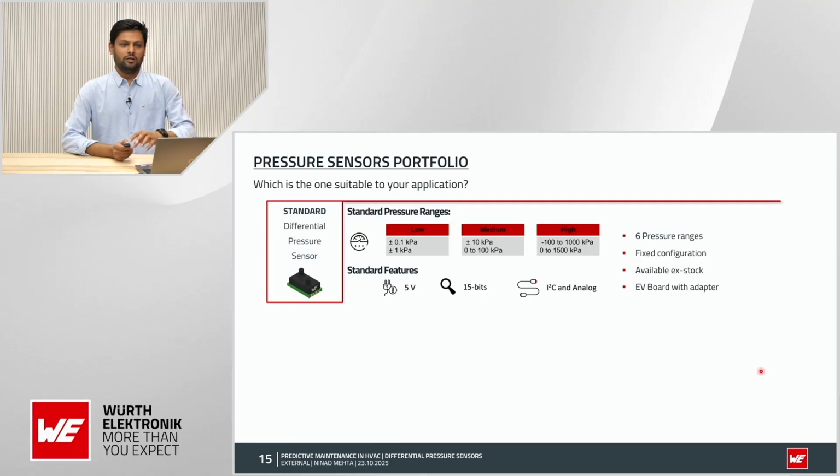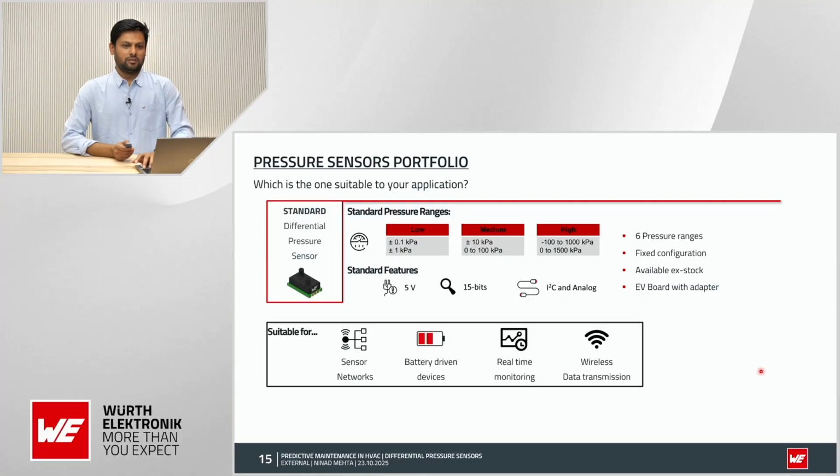These are all fully calibrated and temperature compensated sensors, which have an on-chip temperature sensor to compensate for any change of temperature, which will give you very effective and reliable values also at lower and higher temperatures. So there is no additional calibration required. And we have six pressure ranges in fixed configuration, and they are all available.